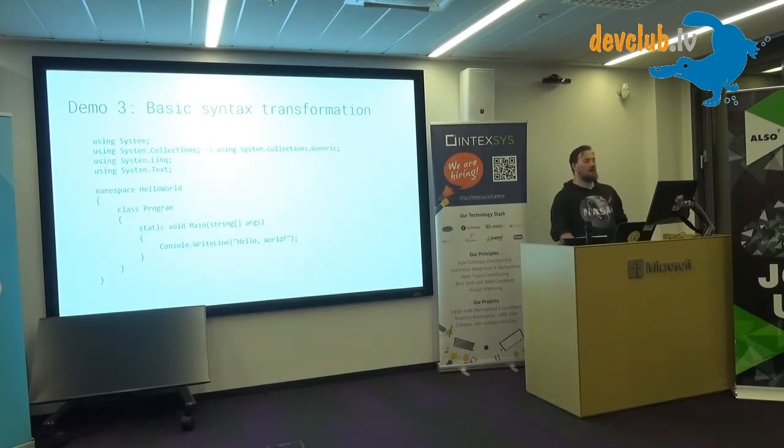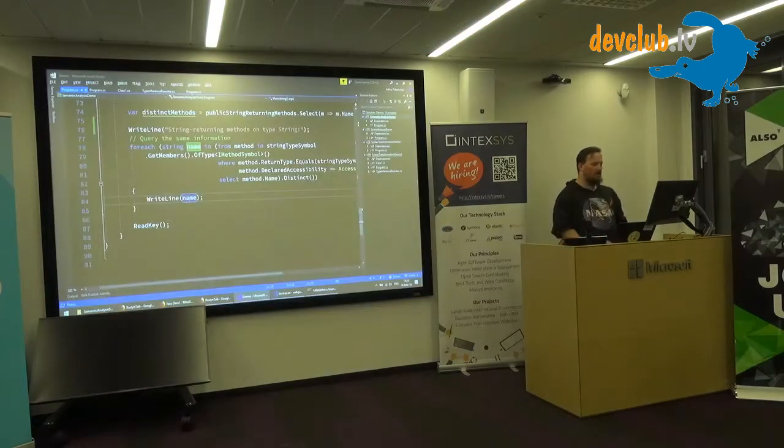Next demo. Up until now, we have only read code and read information about this code. But we want, let's say, to build tools that refactor stuff for us, that detect something. So we want to actually modify existing code. In this example, it's a very simple example. We will take the second using, which is System.Collections, and we will turn it into System.Collections.Generic. Very simple, but it will illustrate a lot of useful concepts.